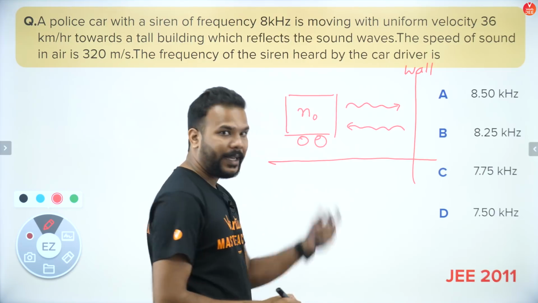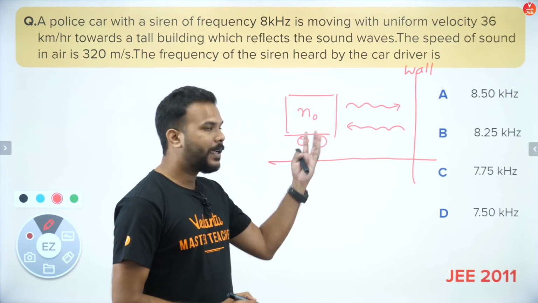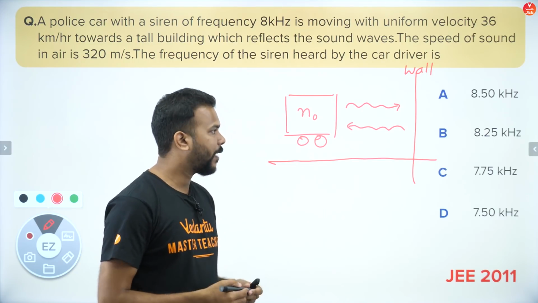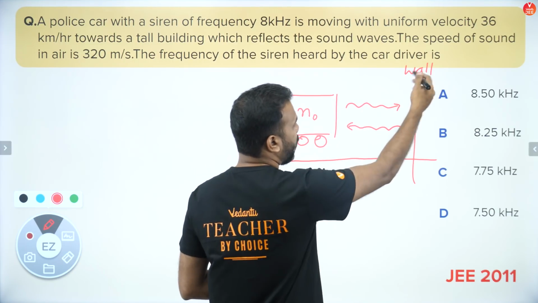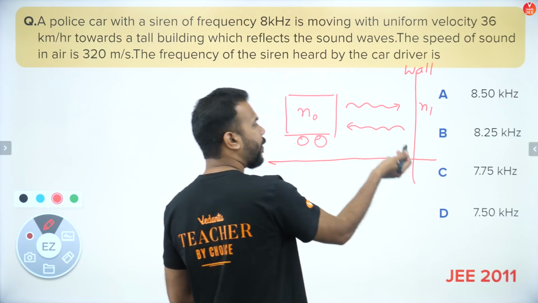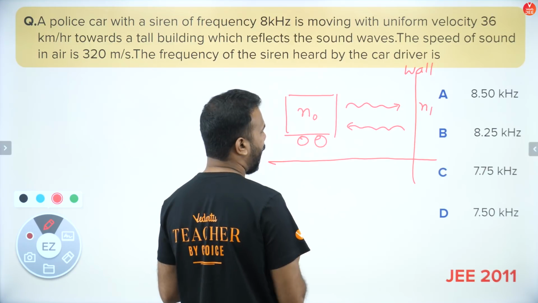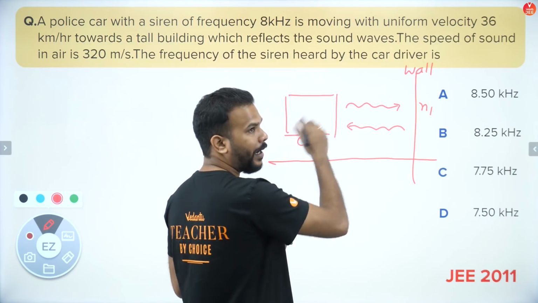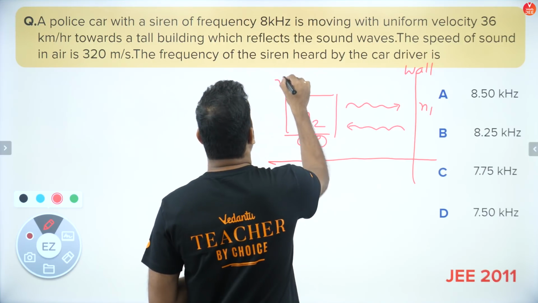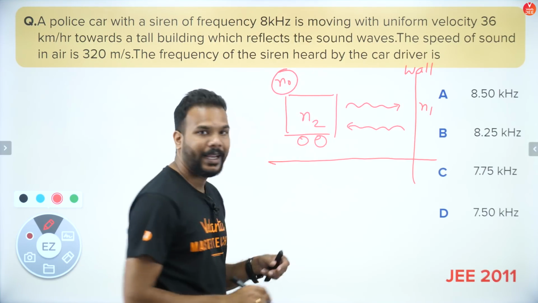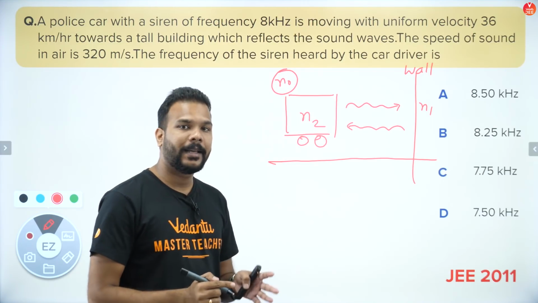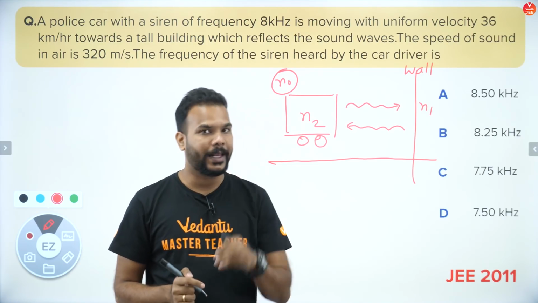So when it is reflected back, the vehicle is still under relative motion with the wall. So because of that, if I say that the frequency which is received at the wall is n1, the frequency which will be received back by the car will no more be n0 or n1, rather that frequency will become n2, when it started with a frequency of sound of n0. How to approach this question is basically by breaking this question into two scenarios.